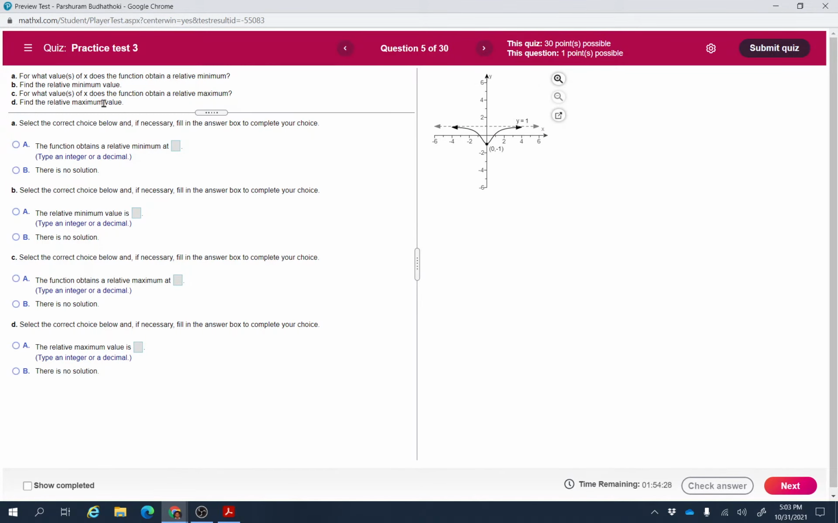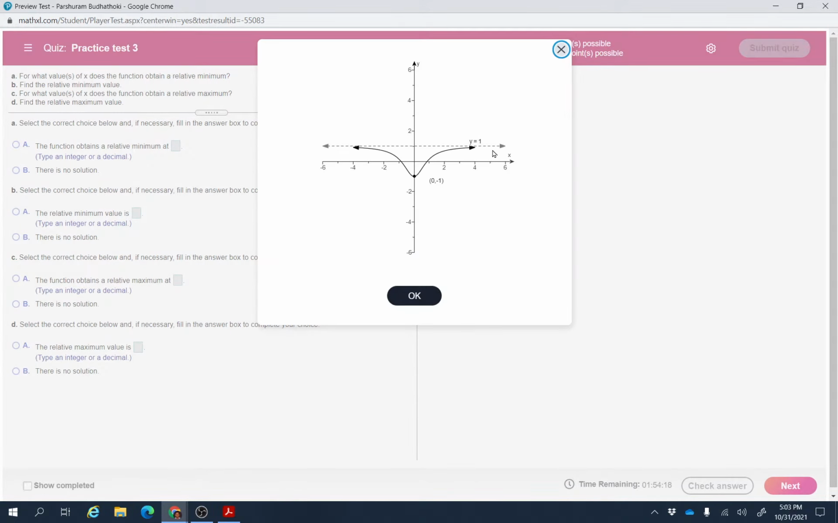So here again we need to find the relative maximum and minimum. The first question is, for what values of x does the function obtain a relative minimum? If you look at this graph, the minimum value of this function is at 0, where the value is negative 1. And then for the maximum, as you can see, this graph approaches y equal to 1. The y equal to 1 is the upper bound, but the graph is not going to intersect that point.